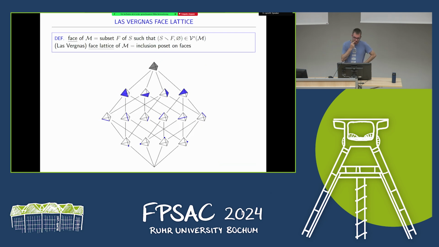Okay, so now I will just consider a very special lattice, which is the Las Vergnas face lattice of the oriented matroid. So a face of an oriented matroid is a subset whose complement is a positive circuit. A positive, what do I want to say, covector.